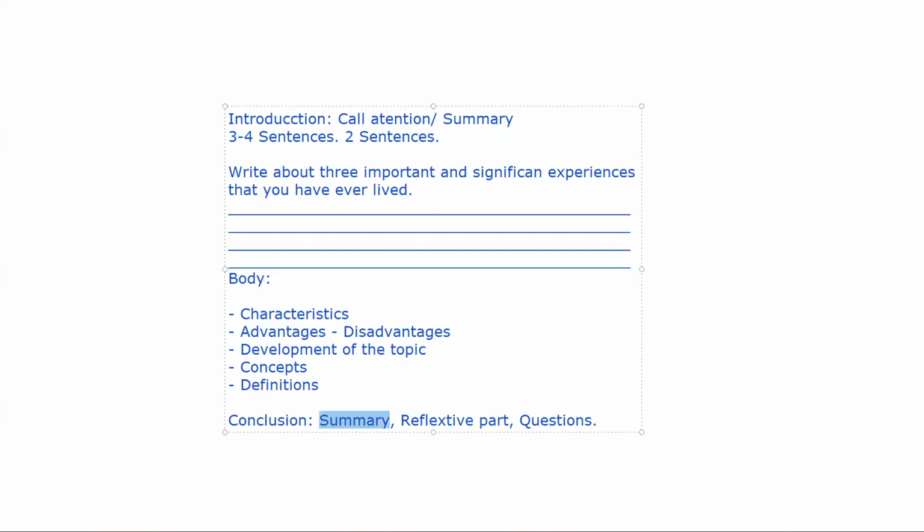So in your case, we only need a summary. Maybe a reflective part as well, like mention why those experiences were important and significant for you. You can answer that for yourself. And yes, those three important and significant experiences really marked part of my life because they were times in which I was scared, in which I was excited, anything that we are going to learn today about adjectives with -ing and adjectives with -ed. Okay? So that's a summary.